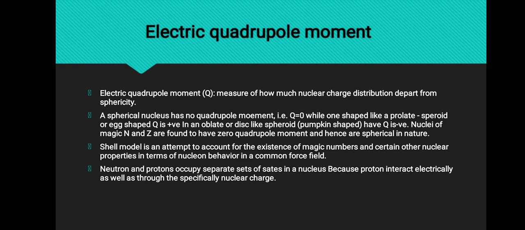The shell model is an attempt to account for the existence of magic numbers and certain other nuclear properties in terms of nucleon behavior in a common force field. Neutrons and protons occupy separate sets of states in a nucleus because protons interact electrically as well as through the specifically nuclear force. That means the neutrons and protons occupy separate sets in a nucleus.